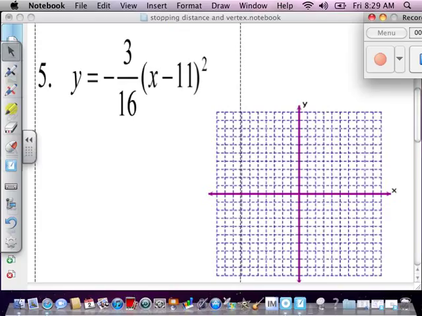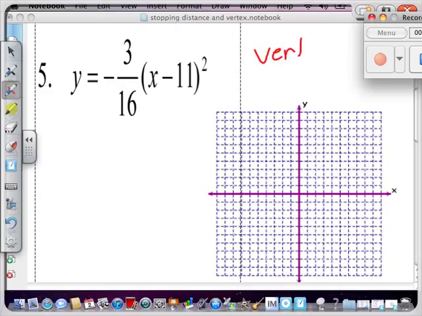All right. First thing, please tell me what my vertex is. It is 11, 0. So, let's change these so that this is counting by 2. So this is 2, 4, 6, 8, 10, 12, and I'm going to put my dot in the middle. It's 11, 0.